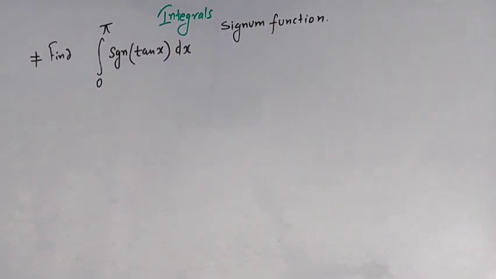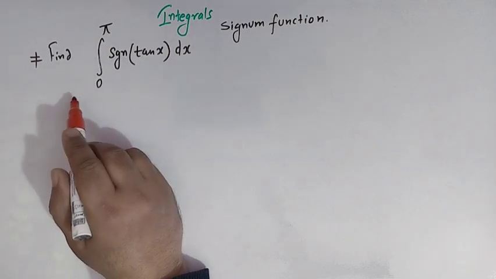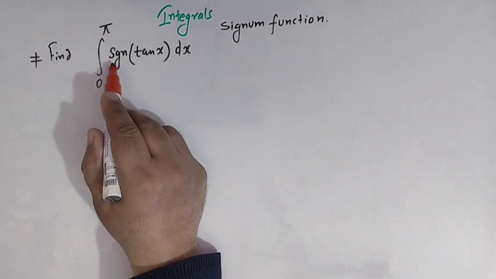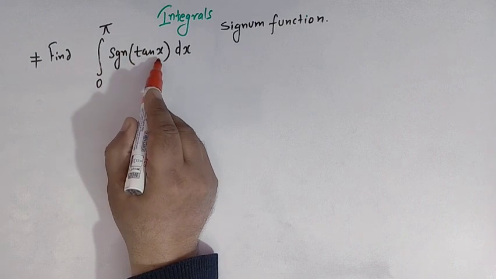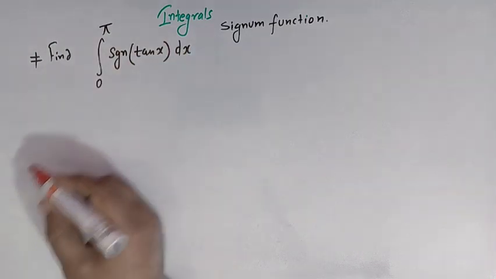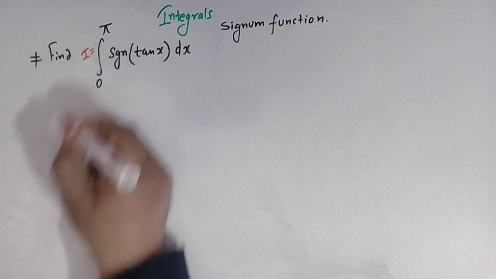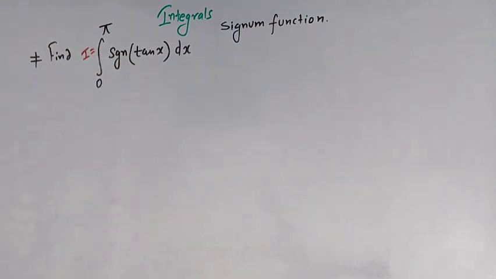Hello viewers, in today's class we are going to discuss yet another important and very conceptual problem from definite integrals involving the signum function, right? So here we have a very interesting problem. We have to find the value of this integral, that is 0 to pi, signum of tan x dx, right? So let us start. Let us first call this integral I.